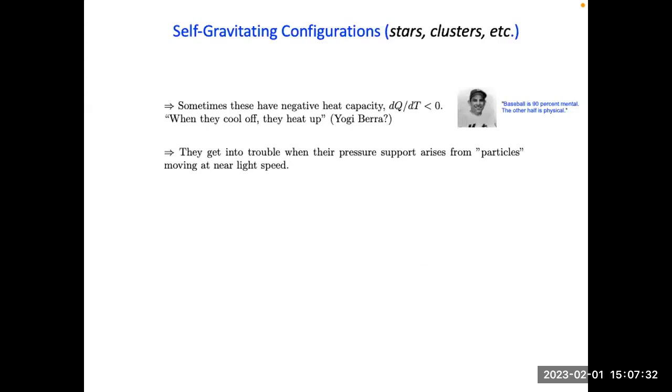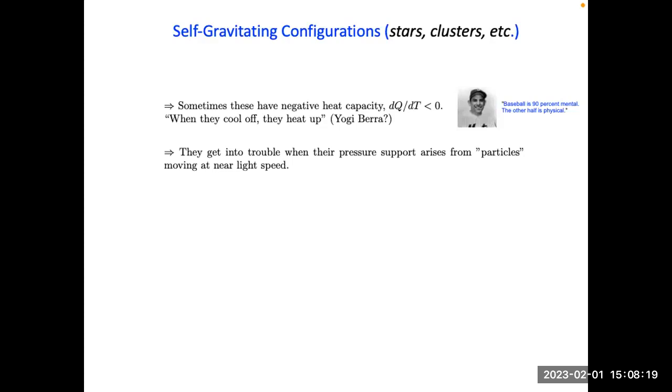So let me remind you about a few very simple things about stars and self-gravitating systems. This also applies to some extent to star clusters. So sometimes they have negative heat capacity. When an object like a star shrinks in its gravitational potential well, goes deeper in that gravitational potential well, it gives off energy, energy leaks out, that drives it even deeper in the potential well, and it heats up in the interior. So when they cool off, they heat up. It sounds like Yogi Berra said that, like this: baseball is 90% mental, the other half is physical. Okay, he actually didn't say that, but I couldn't resist.